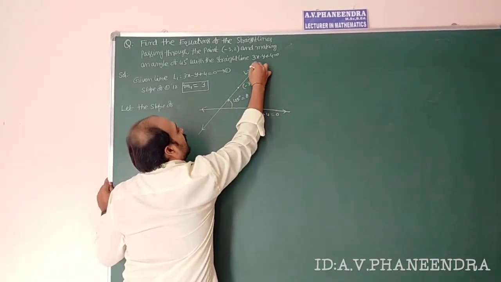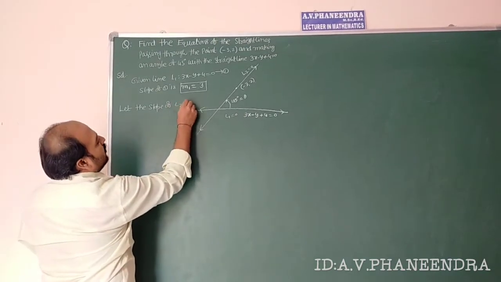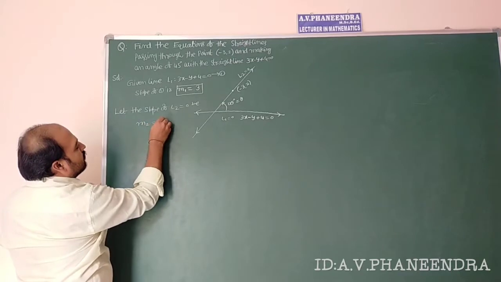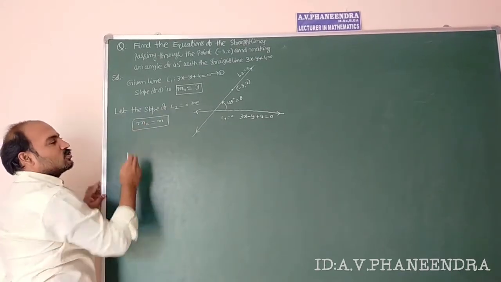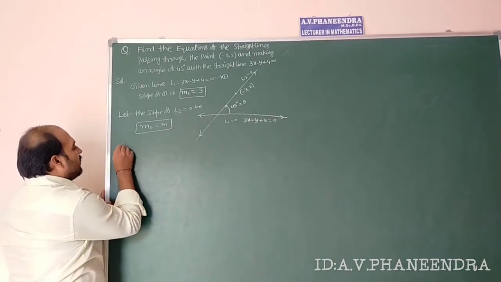Let the slope of L2 equal to 0 be m2. This is L2 equal to 0, this is L1. So m2 is equal to m. This is the second line; we are assuming the slope is m2, and that I am assuming as m.